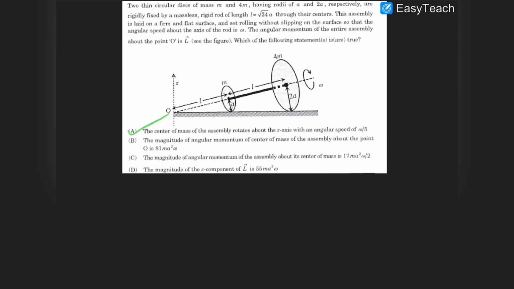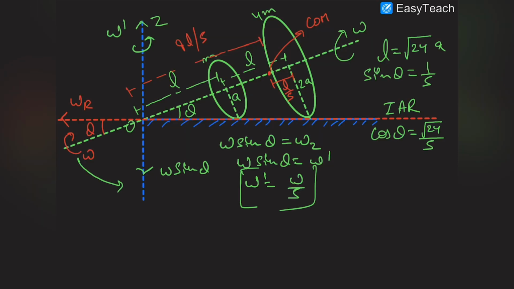Now let us discuss the angular momentum. To discuss the angular momentum, we could not use the approach of IAR, which we have already discussed in this video. Firstly you have to analyze carefully how many motions are there in this problem. Now you could see that I am erasing this part.